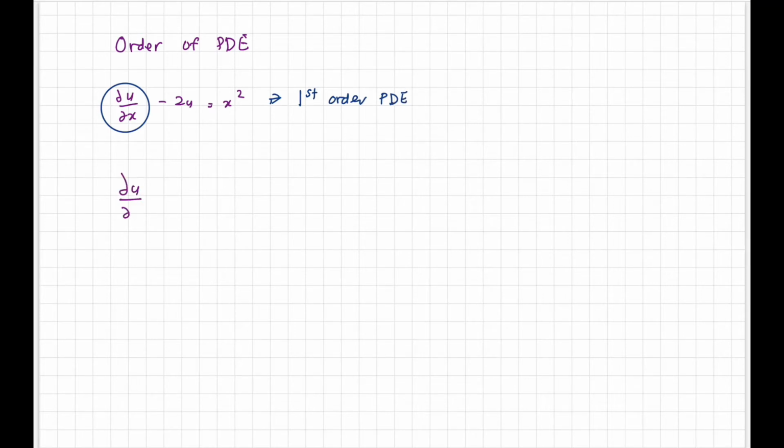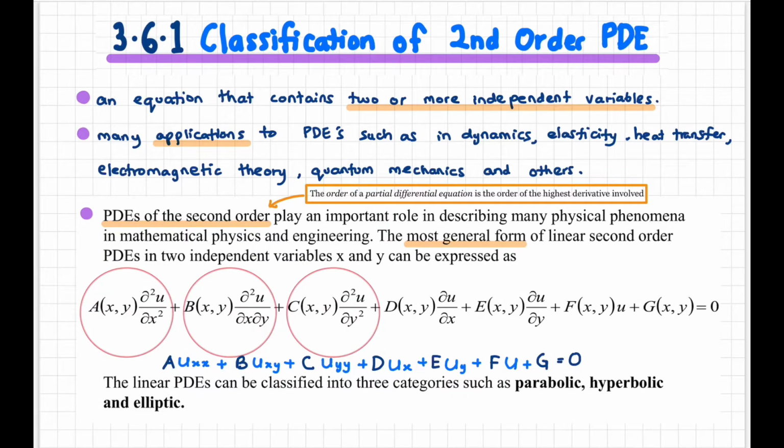And then ∂u/∂t + ∂²u/∂x² = e^x. In this case, the highest order of derivative is equal to 2. So this is a second order PDE. PDEs of the second order play an important role in describing many physical phenomena in mathematical physics and engineering.